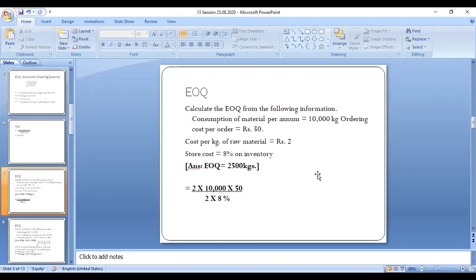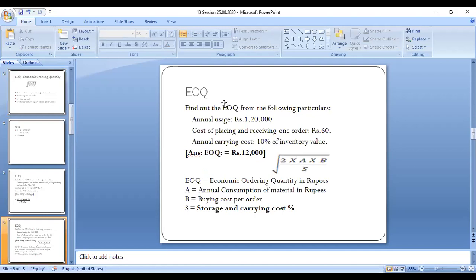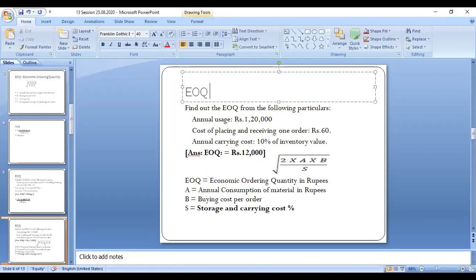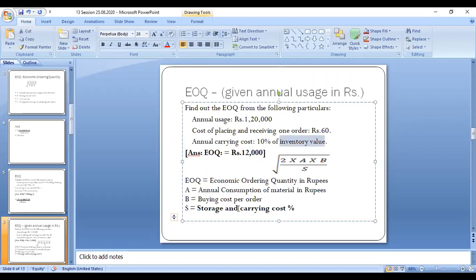In the second case, the annual usage is given in rupees. If they give the annual usage in rupees, in that case you have to apply this formula. Here you need not take the inventory value. Only the storage and carrying cost percentage you have to take for this formula.